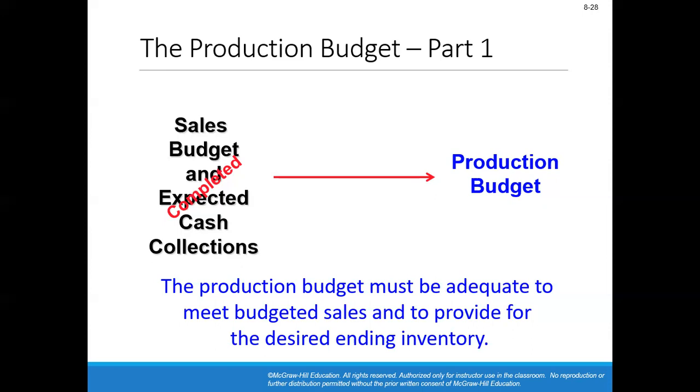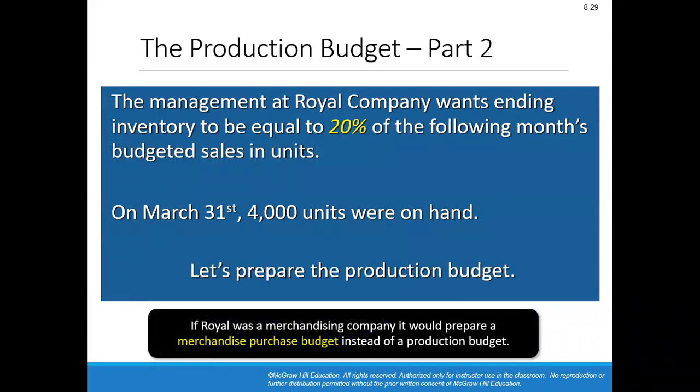Another part is preparing to have the desired level of ending inventory. So we already have worked with the sales budget and expected cash collection from the accounts receivable. Okay, so let's work on the production budget. The management at Royal Company wants ending inventory to be equal to 20% of the following month's budgeted sales in units. So note that ending inventory should be equal to 20% of the following month's budgeted sales in units.